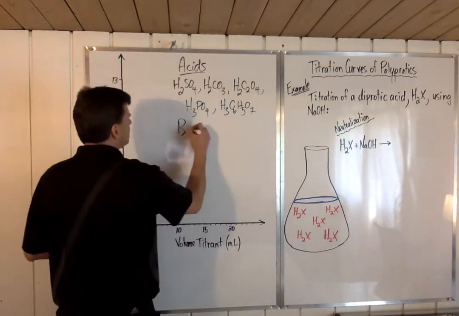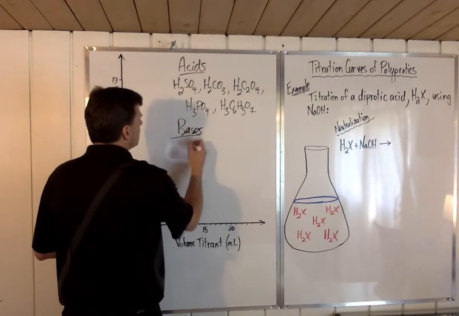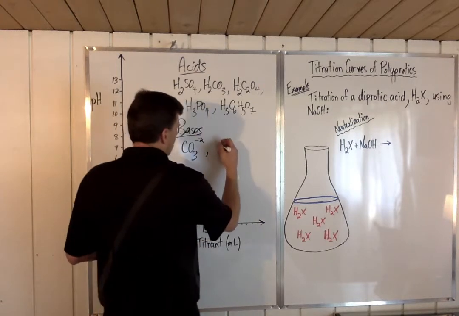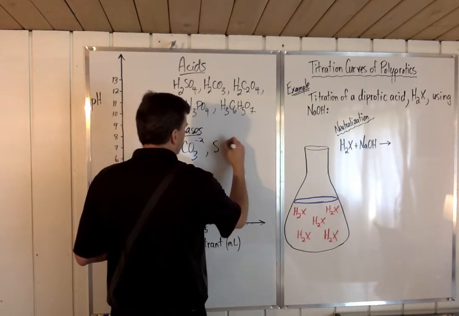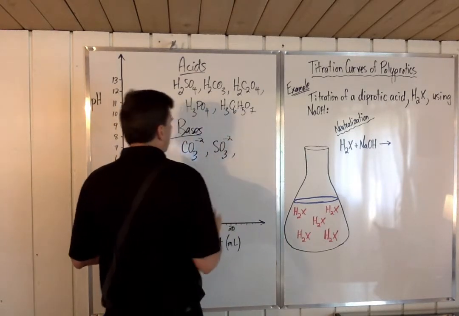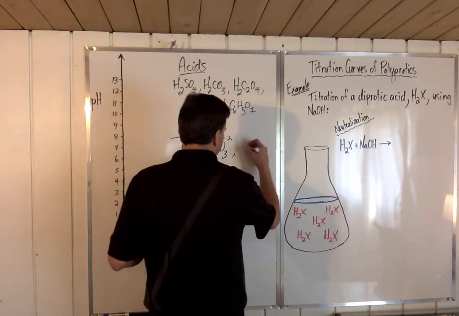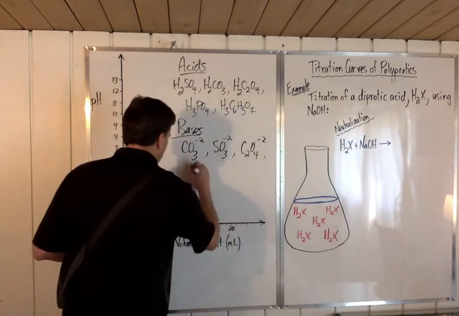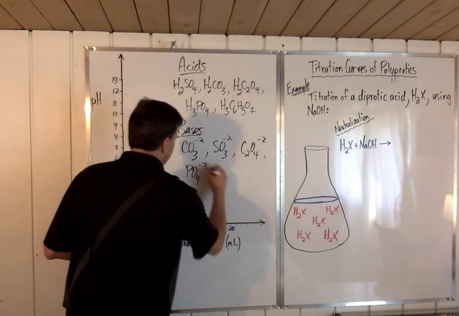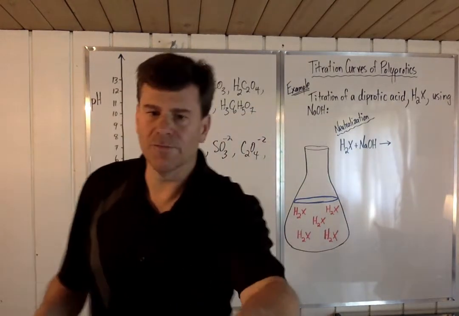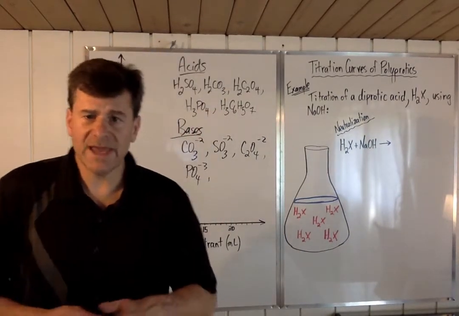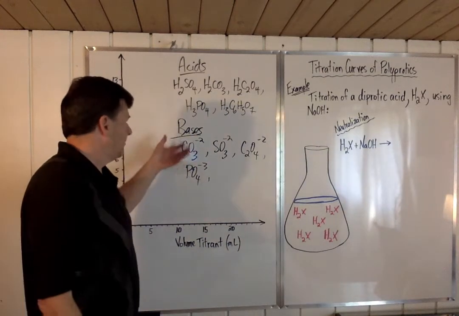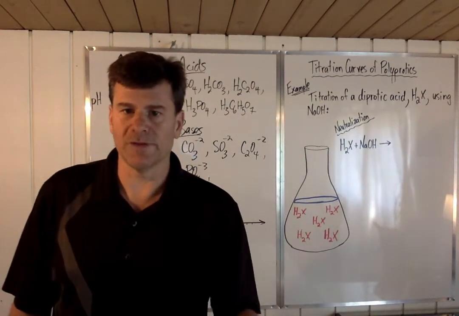If we're talking about bases, maybe you'd be talking about CO3 -2 or SO3 -2 or, well, it's C2O4 -2 or PO4 -3, and so on and so forth. Okay, so the acids all have more than one H, and all of the bases, because of their charge, accept more than one H.